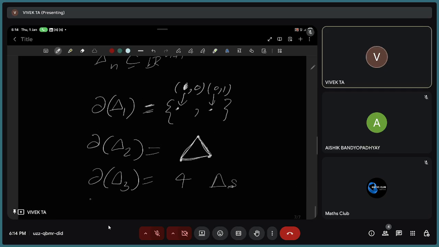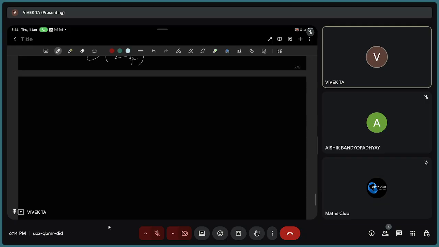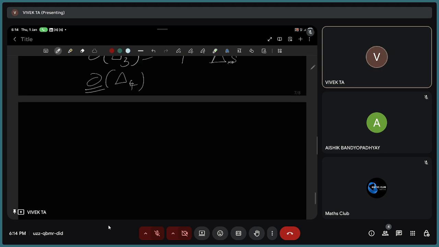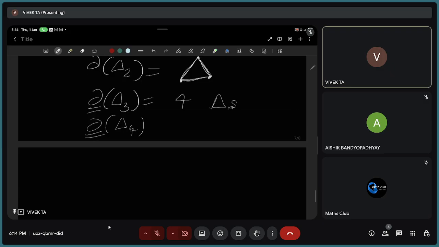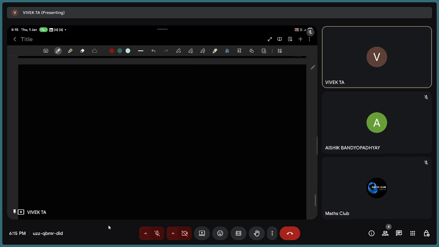So similarly, you can define what the boundary of delta 4 is, what the boundary of delta 5 is, and finding the number of how many such boundaries there are is just a matter of doing some permutations and combinations. But that I'll leave up to you. The point is, you can define this function. So this function is well defined.